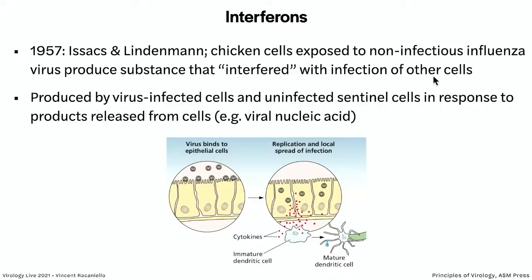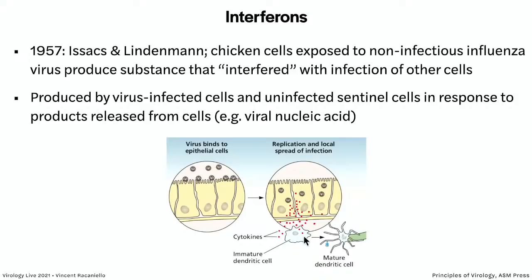And it is made by virus-infected cells. It's made by sentinel cells. What's a sentinel? Macrophages, dendritic cells, in response to products released from other cells. So here's our epithelial cell layer. Viruses are infecting it. Those cells will sense infection. They will initiate the synthesis of interferons, the red dots. And those and other cytokines will attract sentinel cells to the infected area, and the sentinels will in turn make more interferon to try and clear the infection.